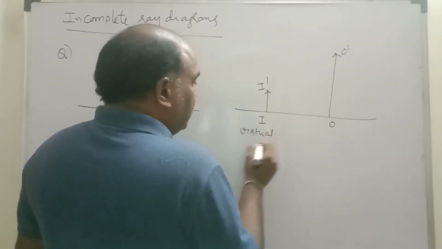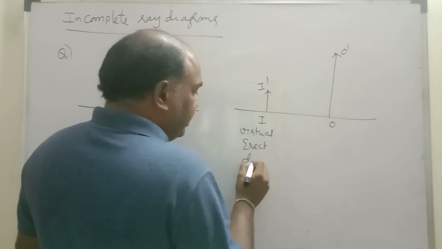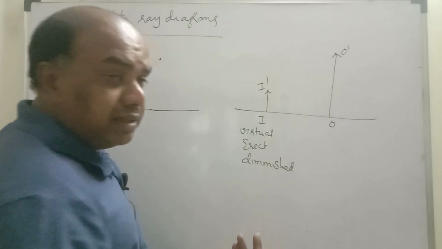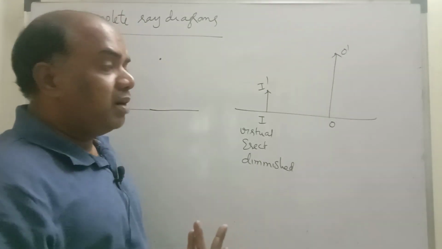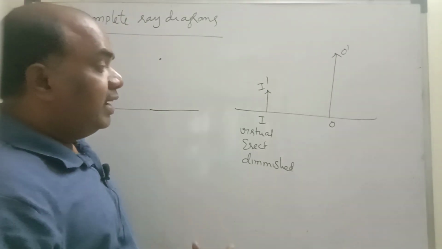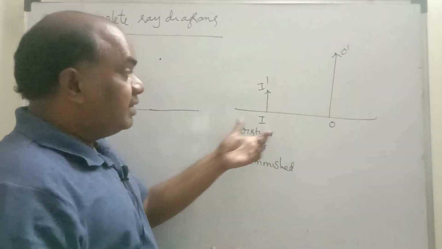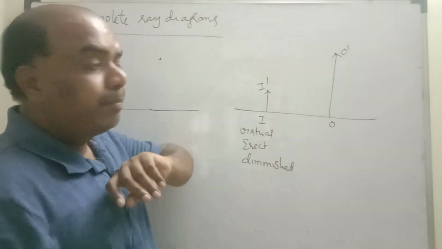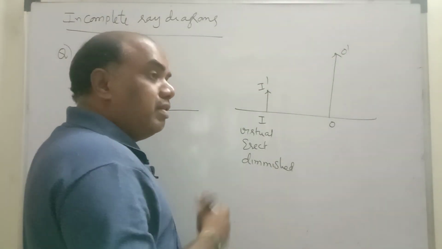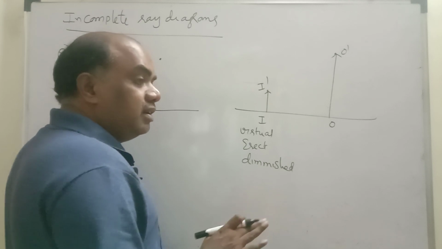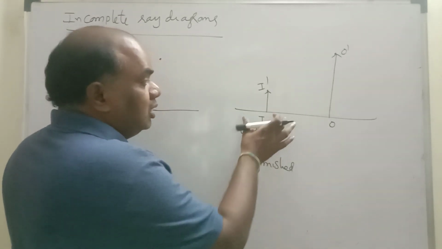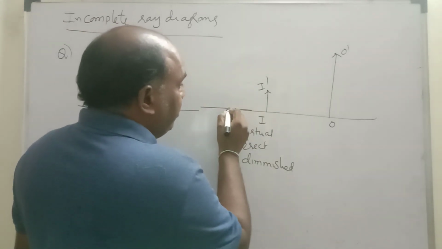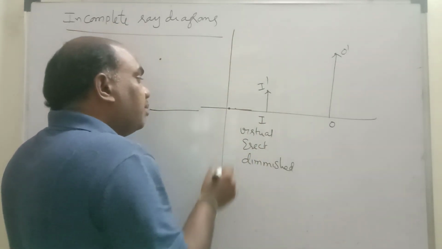Virtual, erect, diminished. Who will form a virtual erect diminished image? Definitely a biconcave lens. A biconcave lens can form only a virtual erect diminished image. Where is the image formed? Virtual means on the same side as the object. Erect, diminished. Diminished means smaller than the object size. Where should we place the object? Wherever you place the object for a concave lens, irrespective of its position, you will get the image in between the pole and the focus. The image always forms in between the pole and the focus. This is a biconcave lens.